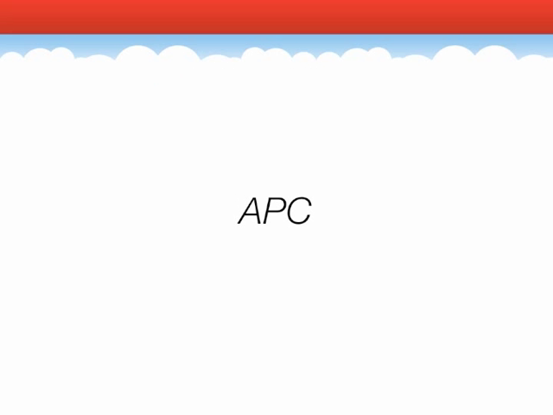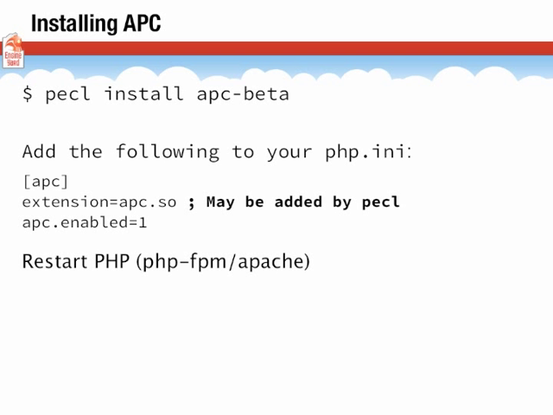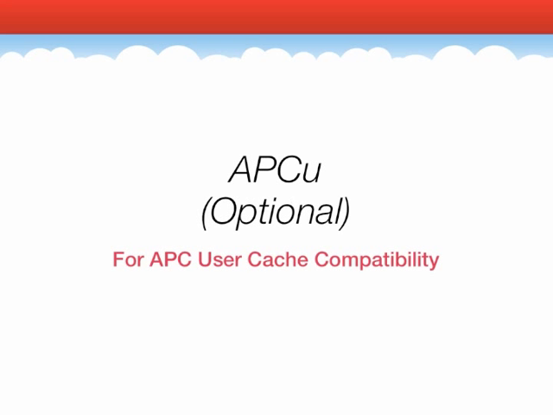For APC, as I said, it's pretty much the same procedure for installing. Call pecl install apc-beta and add the configuration shown here. This configuration is much simpler. We just need to add the extension and then enable the opcache. There are a number of other options available to change the behavior of the opcode cache, which I recommend looking into. Again, once you've made those changes, simply restart PHP and you're done.